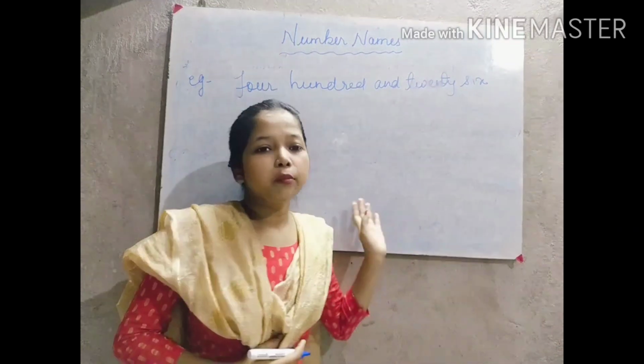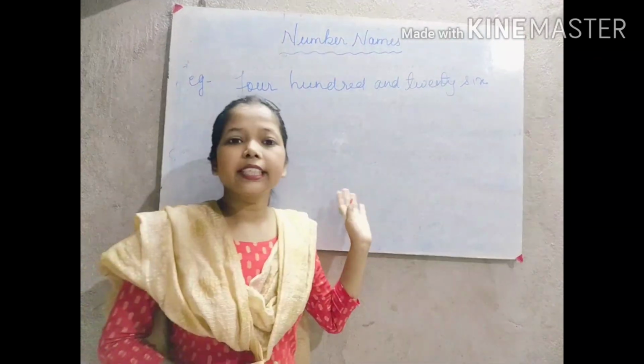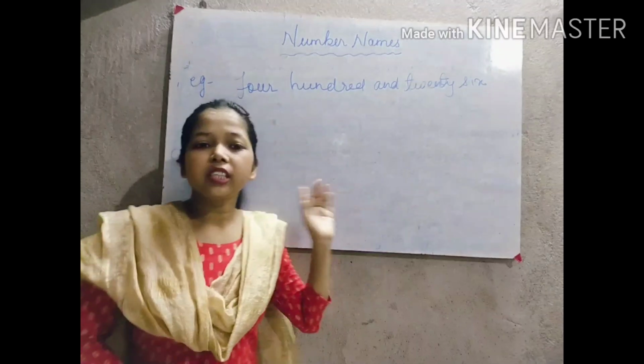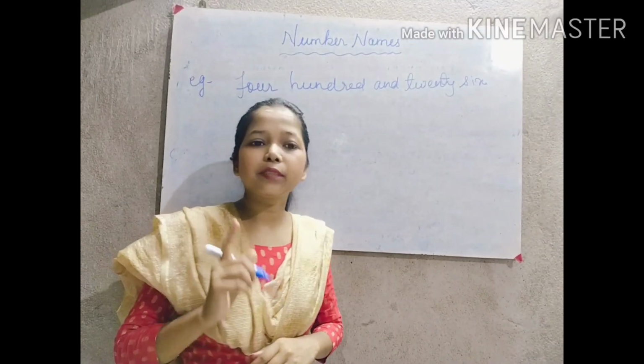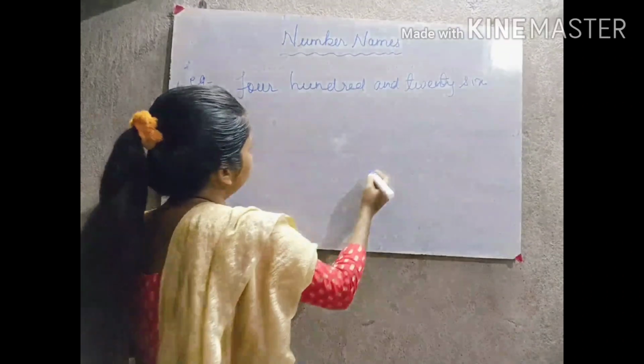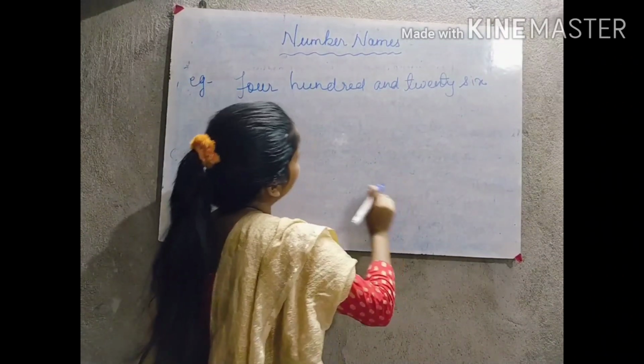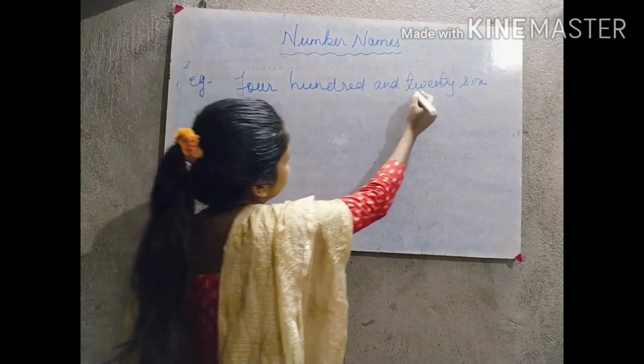426. The first number name is 426. See the first example. Here children, the trick is first write down its place. Hundreds, tens and ones.